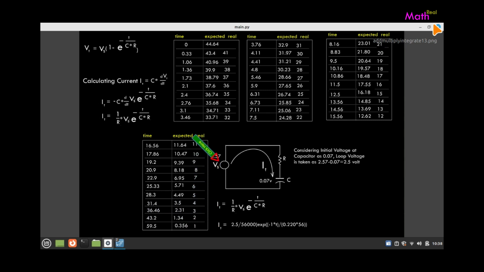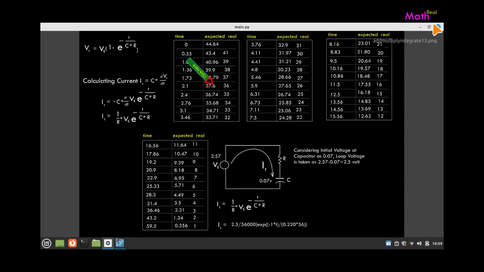Now, the voltage we have taken into consideration is Vs of 2.57 volt, and the initial voltage of the capacitor is 0.07 volt. So, for maximum accuracy, we have taken the voltage source as 2.5 volt, and then we have calculated the theoretical I based on this equation, and that is the left one.